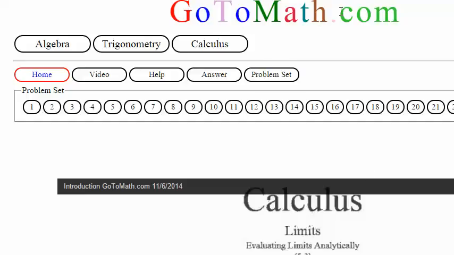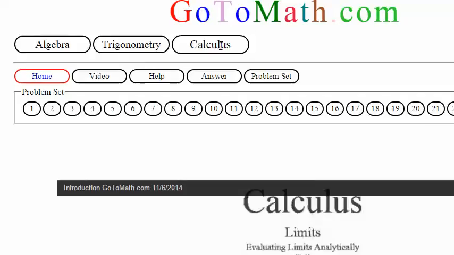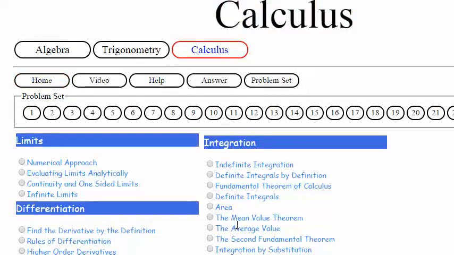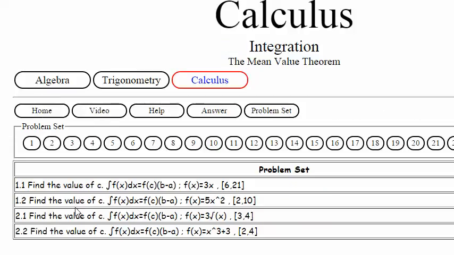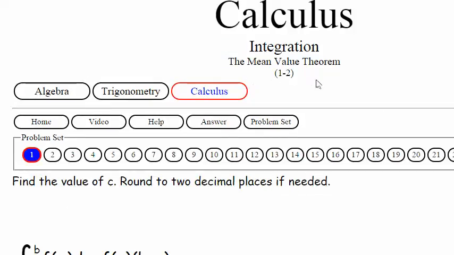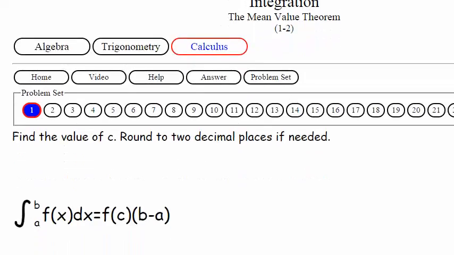Okay, we're here at gotomath.com. Let's click on the calculus and go down to the mean value theorem. And I believe we're doing 1.2, which it says 1-2. I just think 1-2 looks better than 1.2 up there.